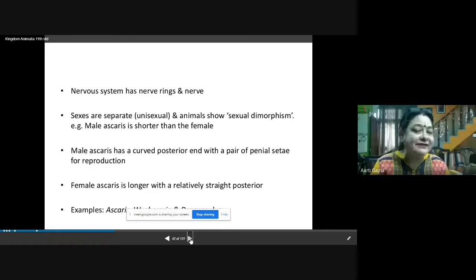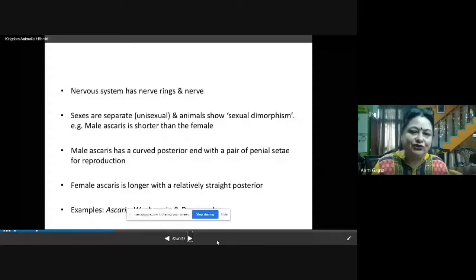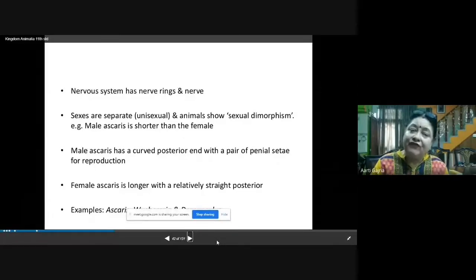Here in the nervous system, you will find nerve rings and a nerve net. The transverse nerves are also present. And here you will find sexes are separate. You will find male and female separate. And another thing which you can see in the members of this phylum is that they show sexual dimorphism.